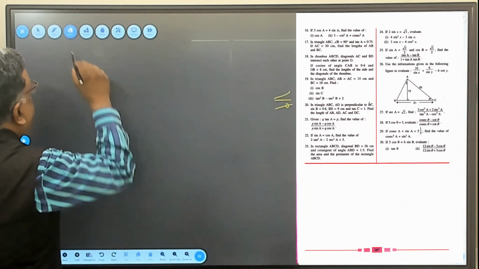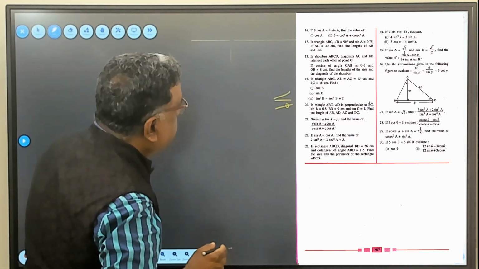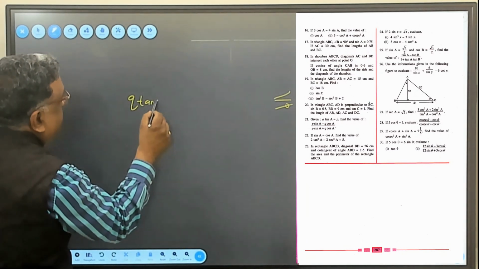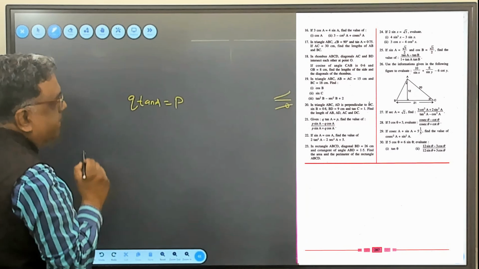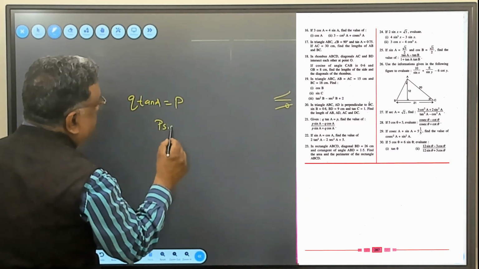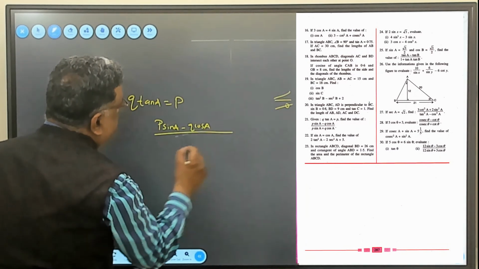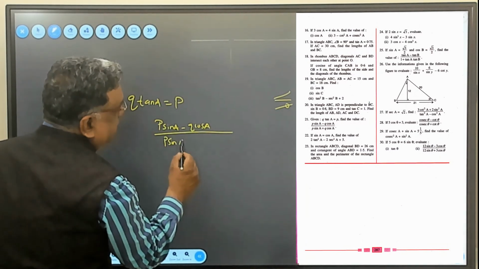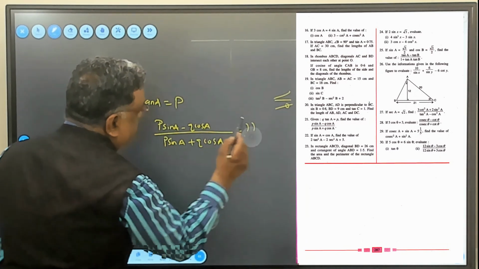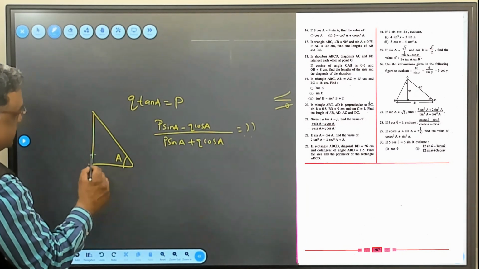It is given to us that Q tan A is given to us as P. Find the value of P sin A minus Q cos A upon P sin A plus Q cos A. Okay, this is what we have to find out. So let's construct the triangle. This is angle A, this is 90.